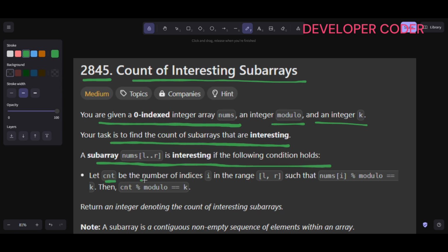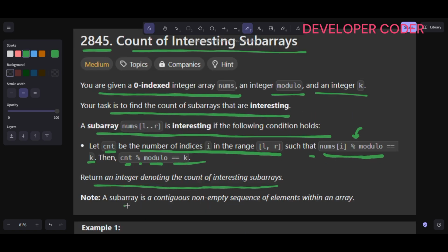Let count be the number of indices i in the range L to R such that nums[i] modulo, modulo is equal to k. So nums[i] mod modulo is equal to k. Then the count, which is nothing but the number of indices i in this range where this condition is satisfied, that count mod modulo should also be equal to k. And we have to return an integer denoting the count of interesting subarrays. A subarray is a contiguous non-empty sequence of elements within an array.